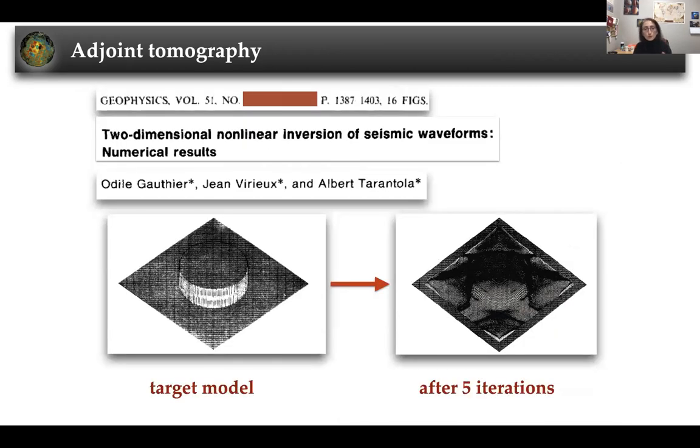Just 2 years later, in 1986, they applied this full waveform inversion to a 2D problem to image this cylindrical body.